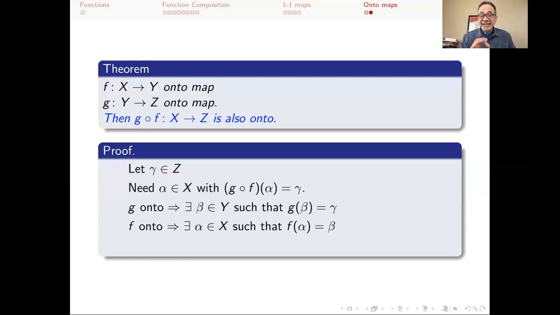Okay, so what? Now this alpha is the alpha that I want, but to make the proof complete, I have to show you that it actually has the property that I want. I came up with this alpha. Then I'll say, look at G circle F of alpha. The proof of the pudding is in the eating. Let's see if we get gamma or not. Well, G circle F of alpha is G of F of alpha. And F of alpha is beta, and G of beta is gamma. And so G circle F does send alpha to gamma, and therefore the map is onto. Because we started with an arbitrary element gamma in Z, we found some element alpha in X that had the property that when we applied G circle F to it, we got gamma.